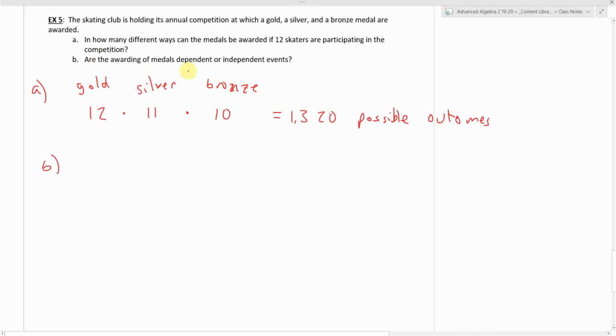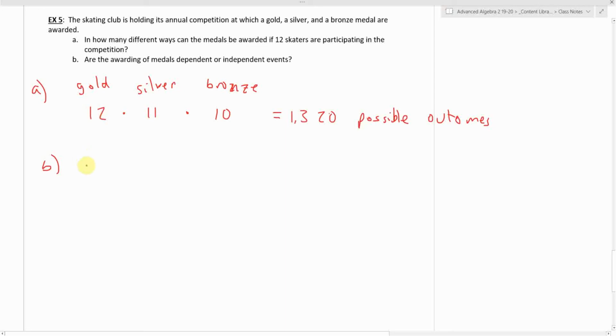Are the awarding of medals dependent or independent events? So here we said once we award the gold, that changes how many people are available to win the silver. If some guy named Jeff is in the competition and wins the gold, he is now out of the group of people that could win the silver. So who could win the silver depends on who does win the gold.